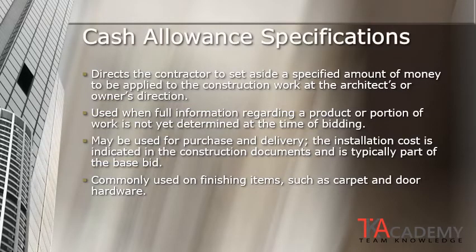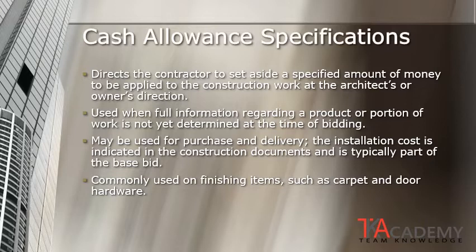The final type of specification is called a cash allowance specification. A cash allowance specification does not indicate a type of product or system, but what it does is direct the contractor to set aside a specified amount of money to be applied during the construction work at the architect's or owner's discretion. This type of specification is used when full information regarding a product or a portion of the work is not yet determined at the time of bidding.